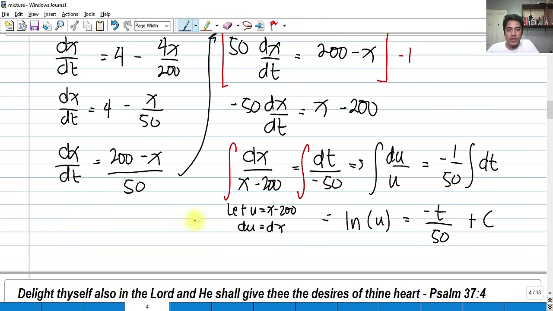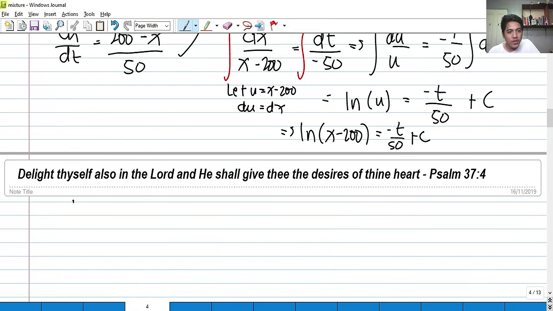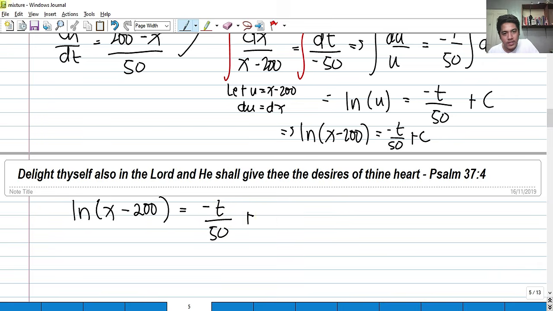Don't forget the plus c. And of course, our u here is simply x minus 200, so ln of x minus 200 is equal to negative t over 50 plus c. Let me just rewrite. Our result of the integral is ln of x minus 200 is now equal to negative t over 50 plus c. So we have finished integrating.